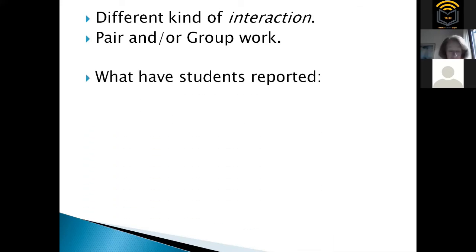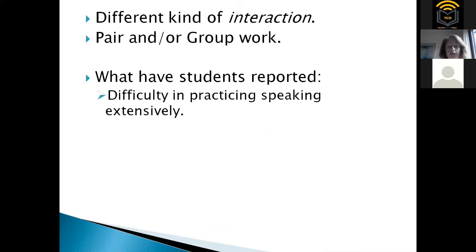Now, studies have already asked students what were some problems that they encountered in the online classroom. And the first one concerns speaking. They said that they didn't have the chance to practice it extensively because they didn't have their peers around them. The second one, boredom, reduced motivation. I'm sure that you've seen it already in your online classrooms.